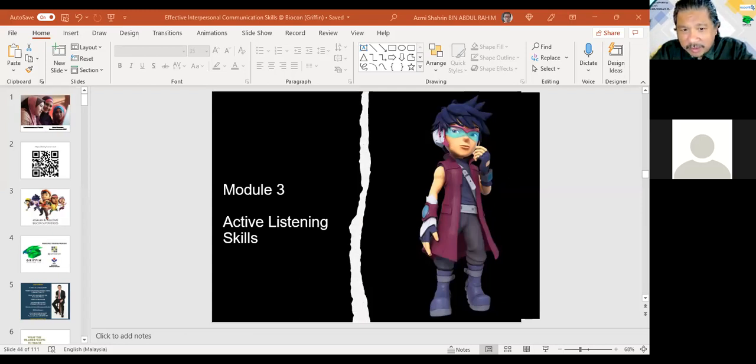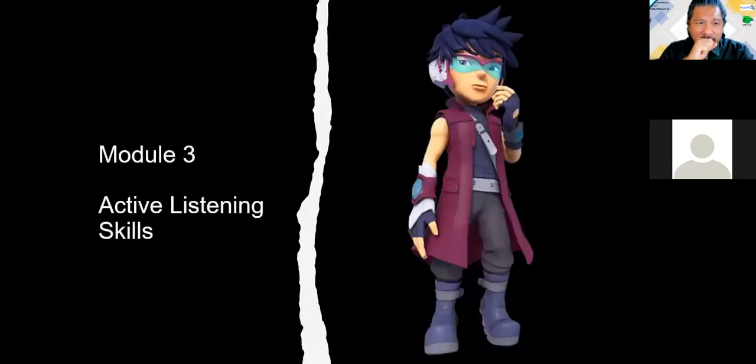Okay, so the third module in this program is active listening skill. So we have learned earlier in the morning session that many people communicate, but they don't communicate effectively. So how do you communicate effectively? We communicate effectively by making sure that the person receiving our message has received and understood the message as how we want the message to be understood.